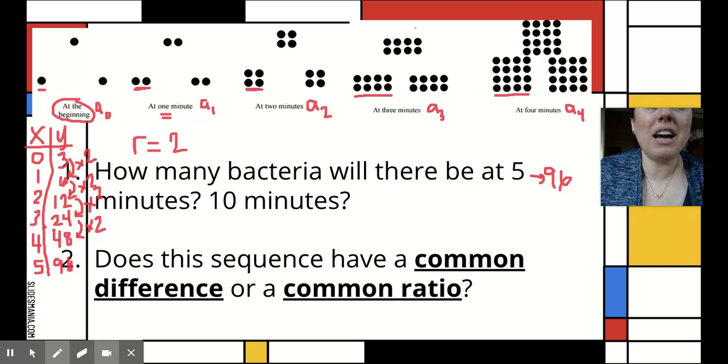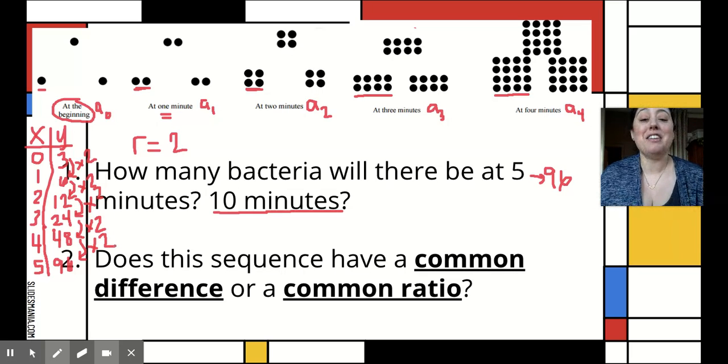Okay, now I don't want this video to go as long as yesterday, so I'm going to let you guys figure out what it is at 10 minutes. So I'm just going to give you the hint that you're going to keep multiplying by 2, okay? All right. So again, yesterday, the arithmetic sequence has a common difference. If I'm talking about geometric, which is a type of exponential function, that has a common ratio.